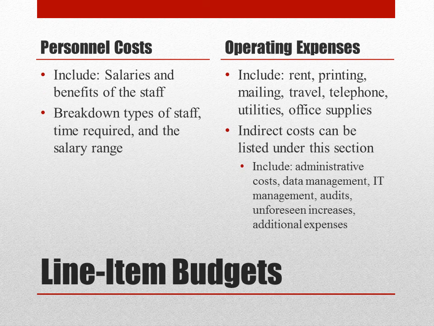Back to line item budgets. As discussed earlier, line item budgets are divided into two categories: personnel costs and operating expenses. Personnel costs consist of salaries and benefits for the staff. Benefits can include health insurance, dental insurance, retirement funds, taxes, unemployment insurance, and Social Security contributions. Personnel costs will also break down types of staff, time required, and the salary range.